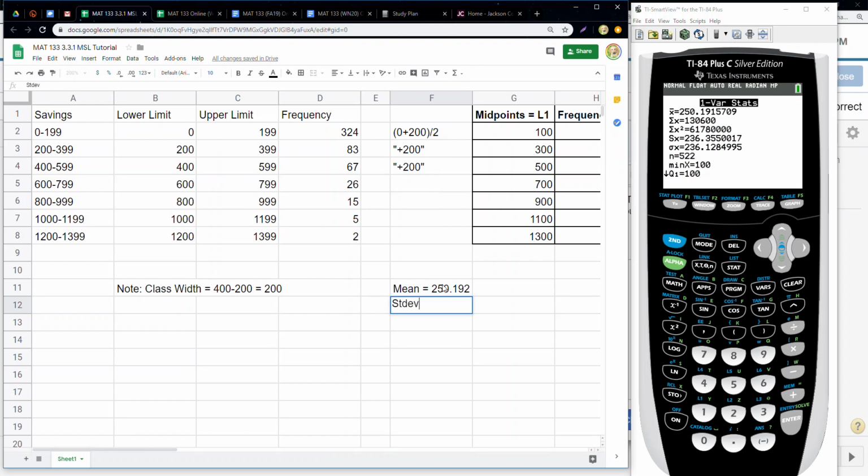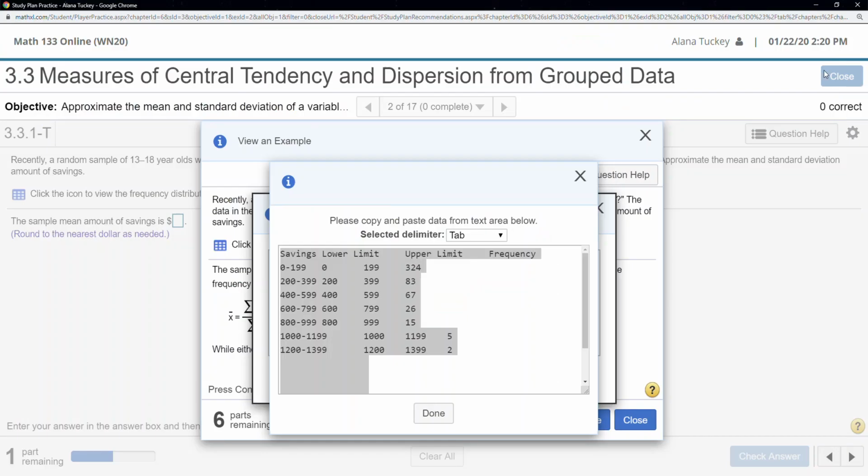And the standard deviation, well, it depends. There's two standard deviations given to you by the calculator. There's the S and there's the sigma. The S is if my data was from a sample, and the sigma is if my data were from a population. So I have to go back and look at the problem for a second and figure out which one I was doing. So the problem's right over here.